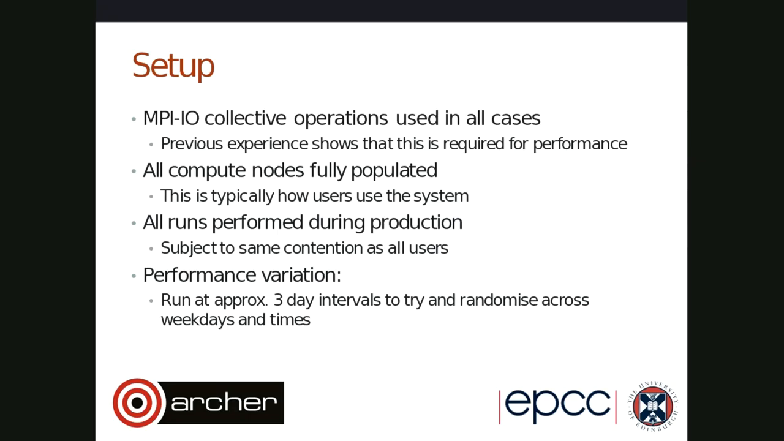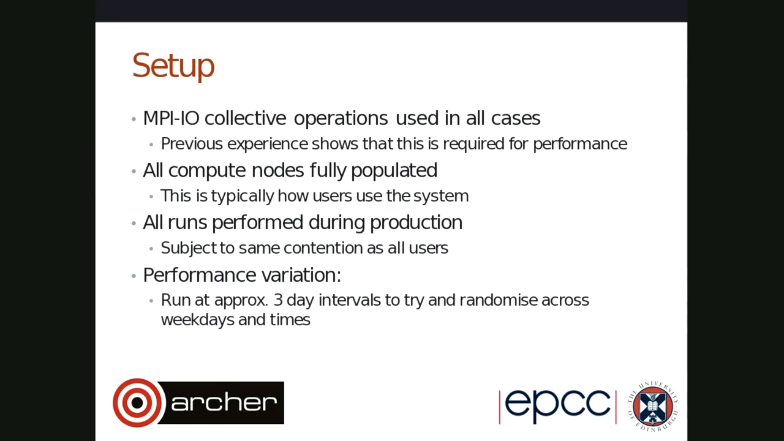One of the problems with IOR is that if you turn on MPIO collectives, it actually makes it go slower. That's because the layout is already ideal in IOR for parallel file processing, so you're just adding extra overhead. But in real life, you have to use MPIO collective operations to get useful performance in the single shared file model.